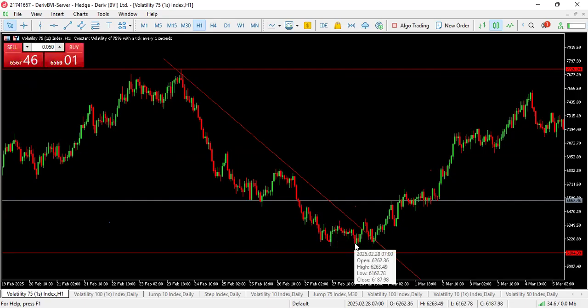It went up but could not pass here. Instead, it broke through the trend line. That is a signal. Look at what it broke through here and came back for a retest. Look at where you could have taken your trade here.